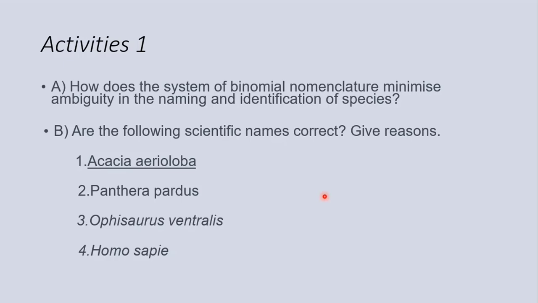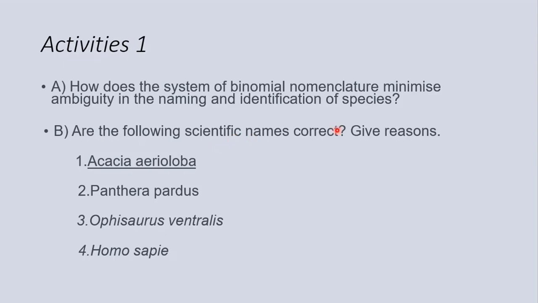How does the system of binomial nomenclature minimize ambiguity in the naming and identification of species? Anyone want to go? Okay, you know what? Let's skip A. Let's go for B. A qualifies more as an icebreaker.